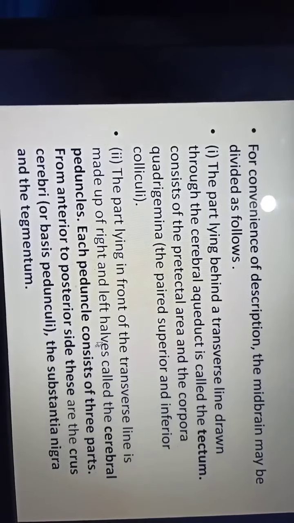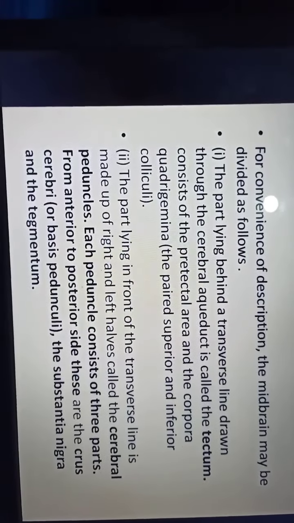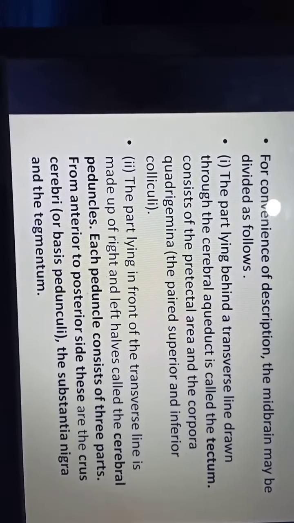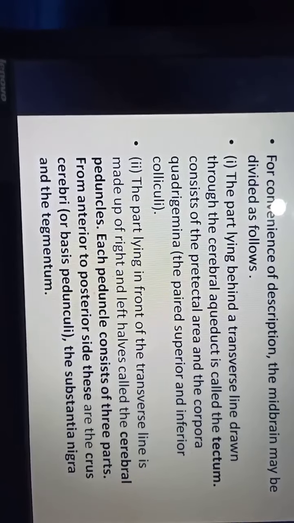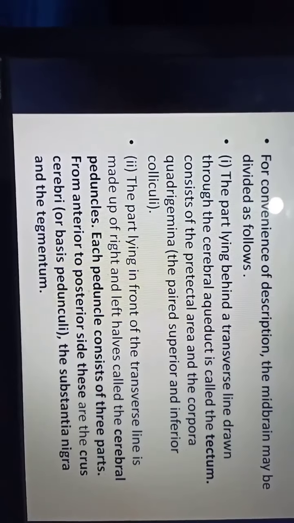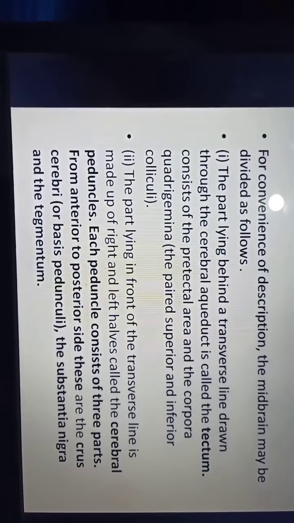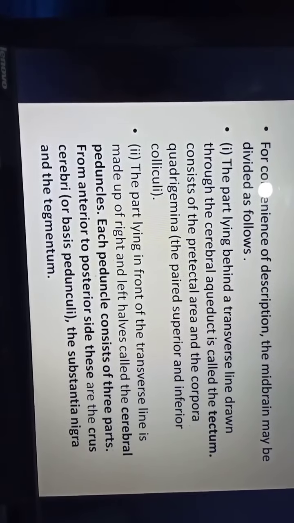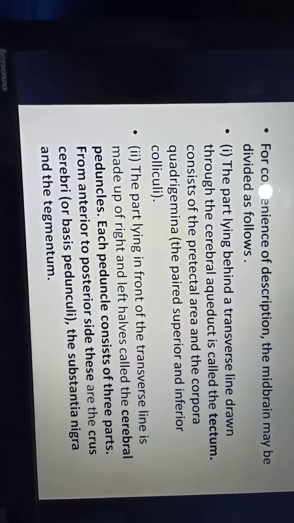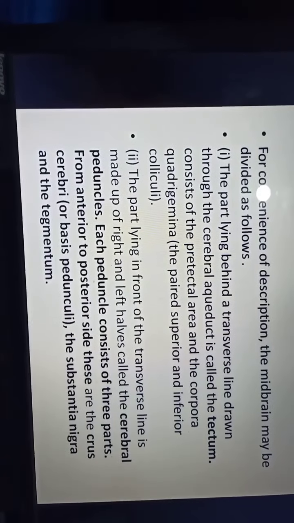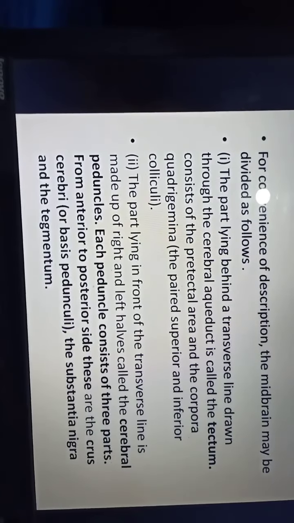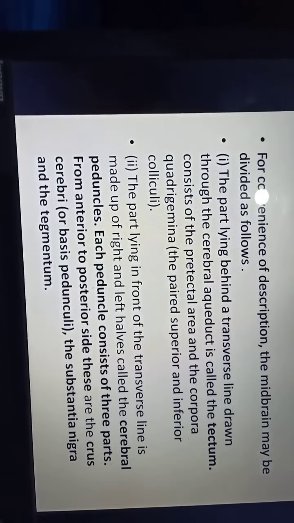For convenience of description, the midbrain can be divided broadly into two parts. The part lying behind a transverse line drawn through the cerebral aqueduct is called the tectum. The posterior part of the midbrain is known as the tectum. It consists of the pretectal area and the corpora quadrigemina. Quadrigemina means 4 parts, the paired superior and inferior colliculi.